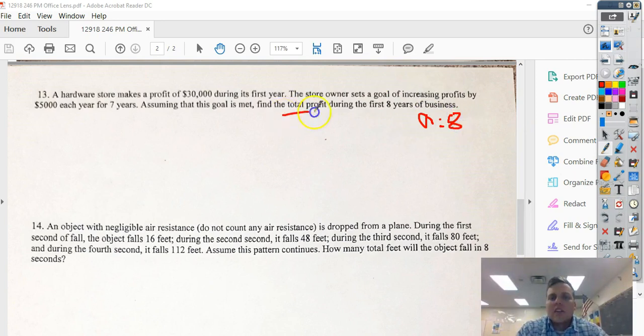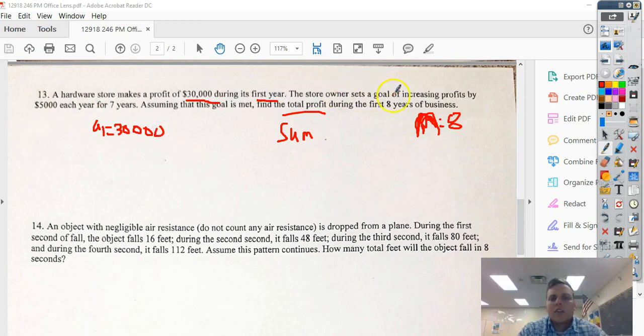Now, it also said find the total. That means that I'm looking at a summation. So I'm going to need to use one of those formulas that says S sub n. It tells me I make $30,000 during my first year, so my first term is $30,000. But I still haven't figured out if this is arithmetic or geometric.